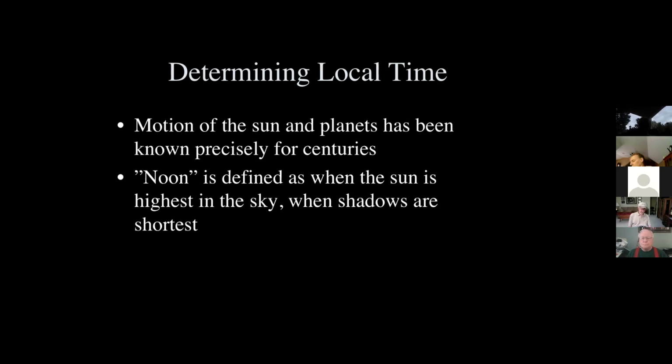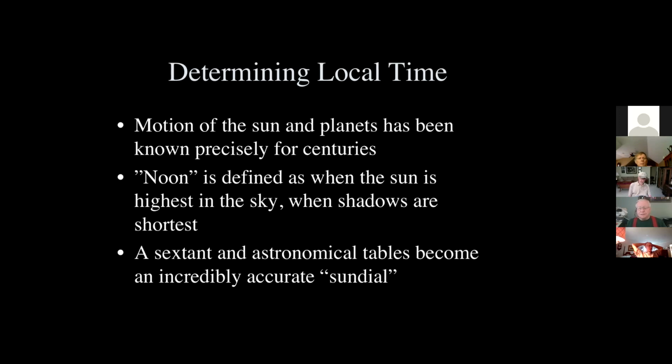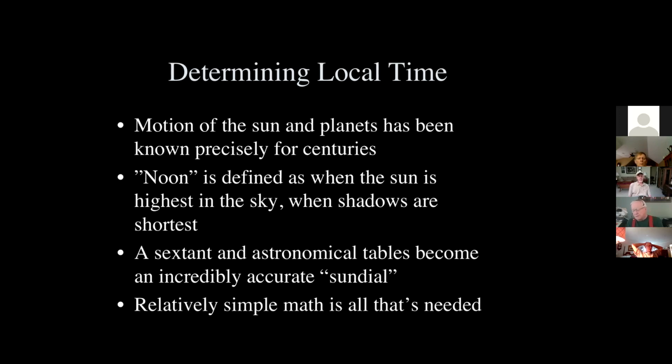So your sextant and astronomical tables become an incredibly accurate sundial, as I mentioned, and the math required is actually relatively simple. And that's important because you had people on board ship who were not trained mathematicians, and so they were not going to be able to do anything fancy, and they needed to have the ability to get a position without going to too much trouble.